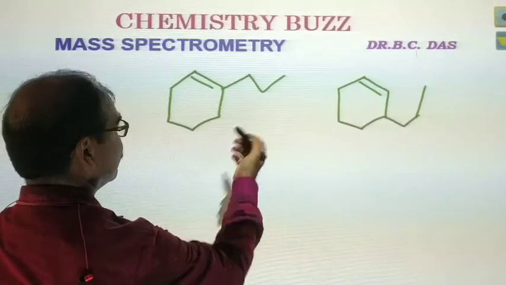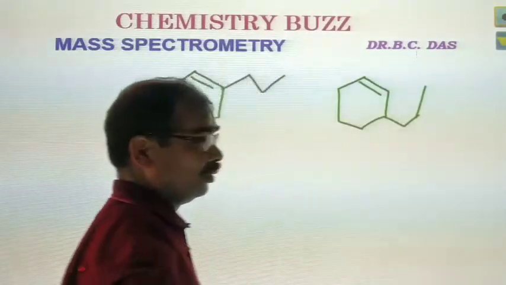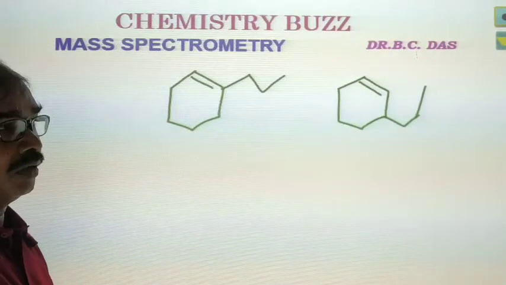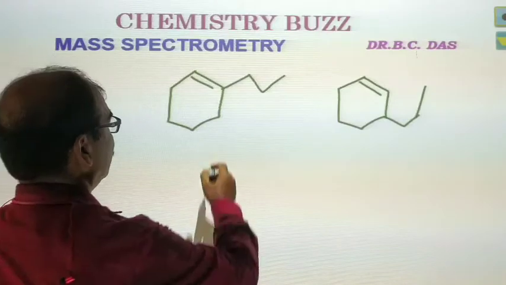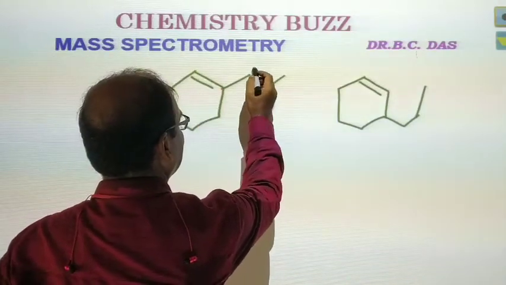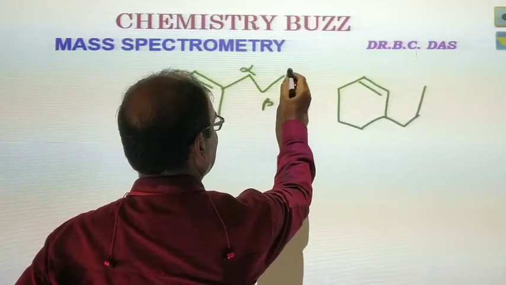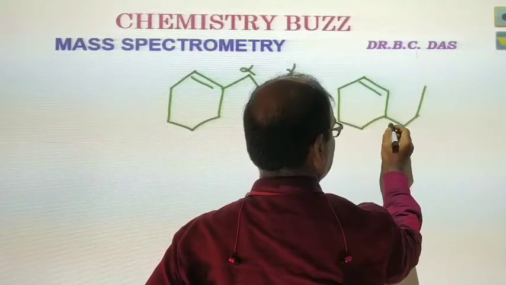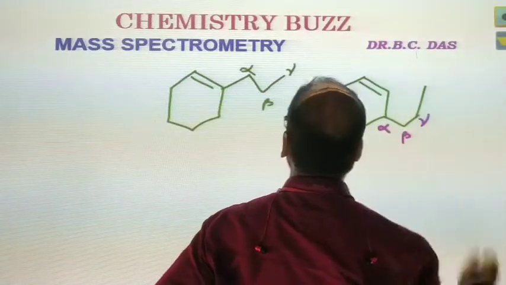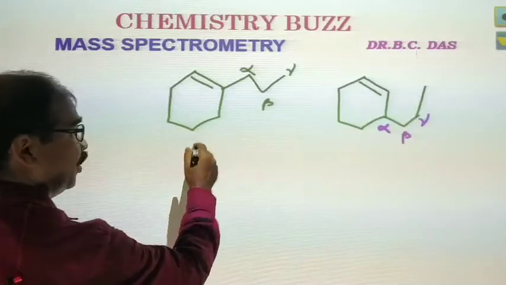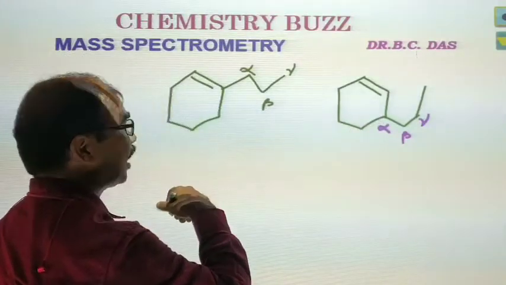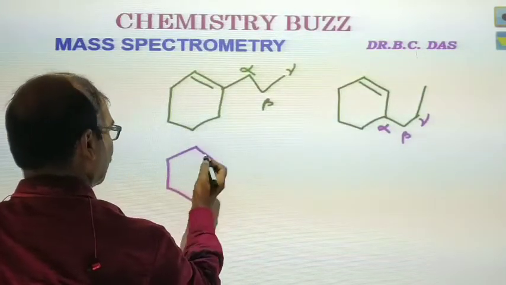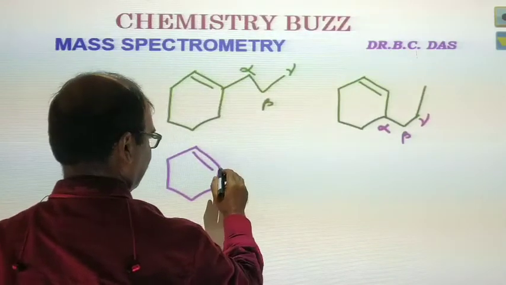Two compounds are given. The question is which compound will undergo the McLafferty rearrangement. You see this is a double bond, then this is alpha, beta, gamma, and here this is the double bond, so this is alpha, beta, gamma. Then we can write which will exhibit the McLafferty rearrangement. So let us see. Here it is the double bond.